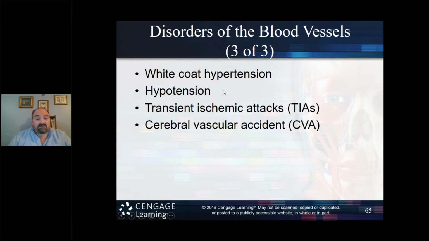TIAs, we would call them mini strokes. Have you ever heard of that before, right? So a stroke would be a CVA, cerebral vascular accident. TIA, transient ischemic attack. These are mini strokes that can lead to a CVA down the road. And again, it's giving the clinician the insight that this patient is on the road to a CVA and a very bad situation, as far as a potentially catastrophic outcome.